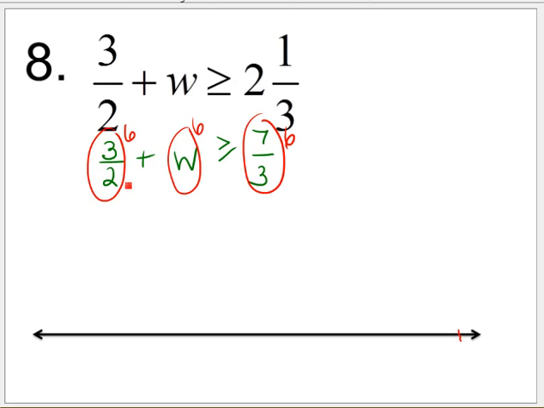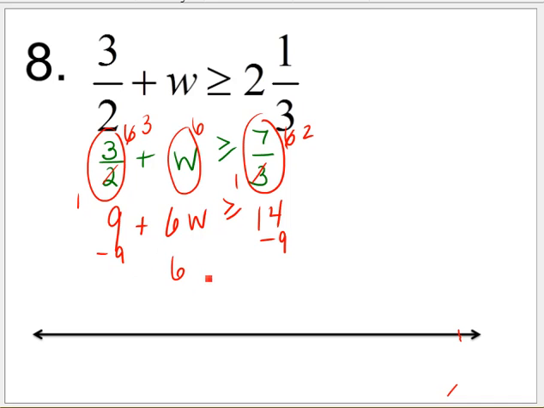6 times 3/2. Well, I can cross this out, make that a 1, cross this out, make it a 3 by cross-reducing. 3 times 3 is 9, plus I have 6w, greater than or equal to cross-reduce here, and I end up with 14. Finishing up this problem, I have a positive 9, so I need to put a negative 9 on both sides. I have 6w is greater than or equal to 5, divide by 6 on both sides, and I end up with the answer of w is greater than or equal to 5/6.